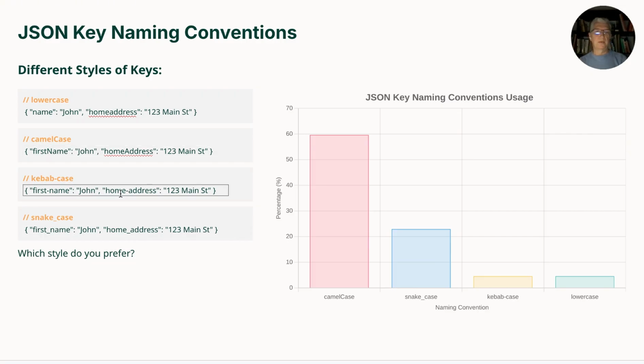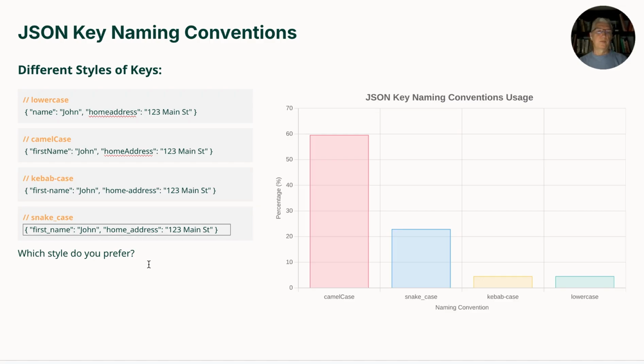Kebab case is when you use dashes or hyphens to separate words. I guess it makes it easier for humans to read, the same as with camel case. You can see this little skewer that extends through the different words, so that's why it's called kebab case. And the last one is called snake case. In this case, you use an underscore to combine two or more words together.